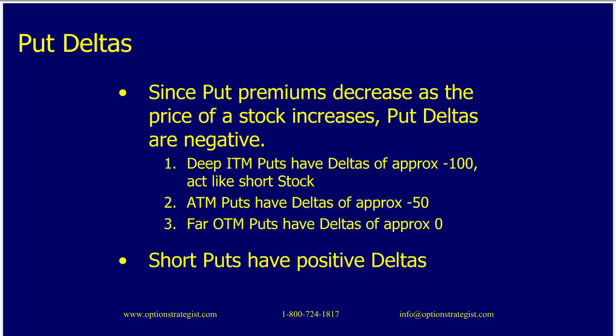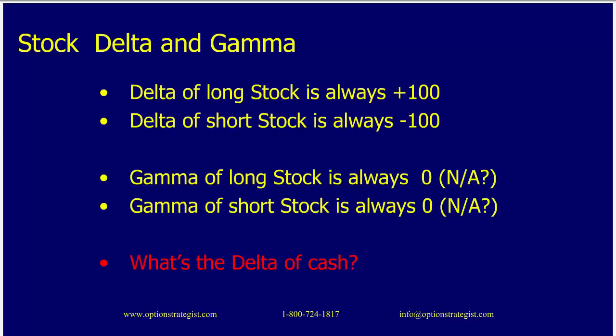I know for some this might be a basic review, but it's going to get a little more intense as we move on, okay? So here we have the delta of stock and the gamma of stock. So delta of long stock is always 100. Delta of short stock is always minus 100. Gamma of long stock, some people say NA, but we could really say 0.